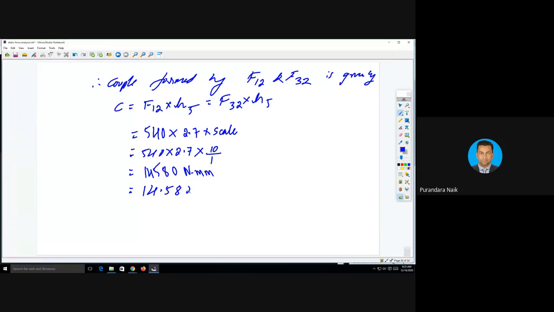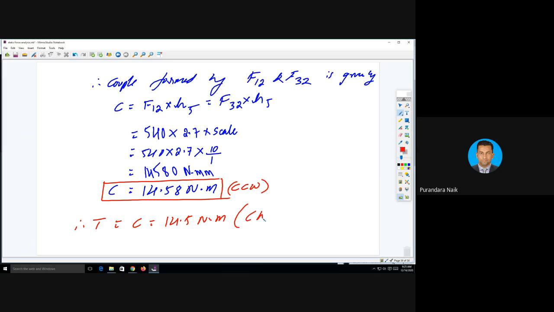14.58 Newton meter. Therefore, torque T is equal to C is equal to 14.58 Newton meter. This is counterclockwise, sorry, this is clockwise.